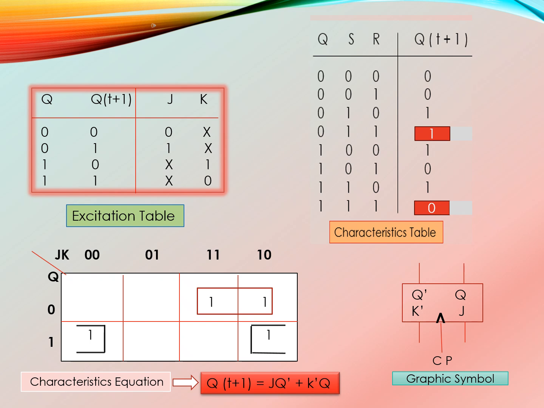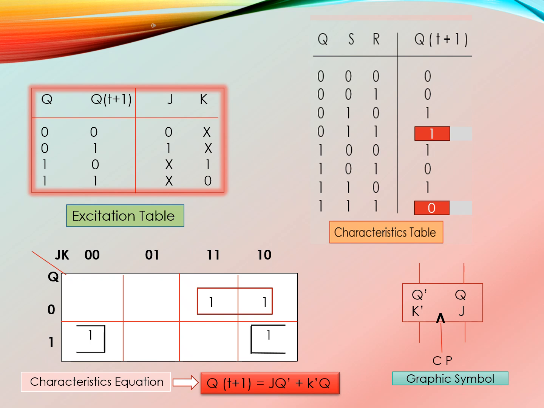Second term, K prime dot Q, this part becomes 1 when K equals 0, so K prime equals 1, no reset, and Q equals 1, flip-flop already set, so this holds the value of Q as 1 when we do not apply reset. Combining both terms, the flip-flop sets Q to 1 if J equals 1 and Q is 0. It holds Q as 1 if it was already 1 and reset is not active.